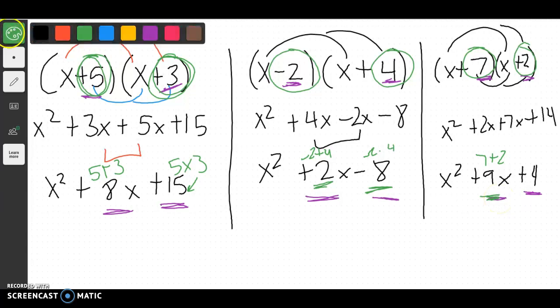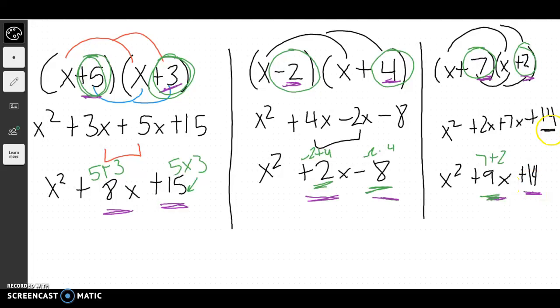And, whoops, forgot the 1 there in my 14. And 7 times 2 would give me 14. Perfect. So the pattern is that these numbers will always add up to be the middle number, and these numbers will always multiply to give me the back number. Let's see if we can use these patterns now to take something that started in standard form and go to factored form. So let's see if we can factor some trinomials.